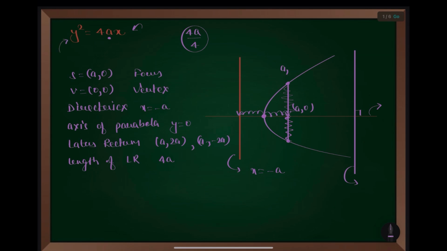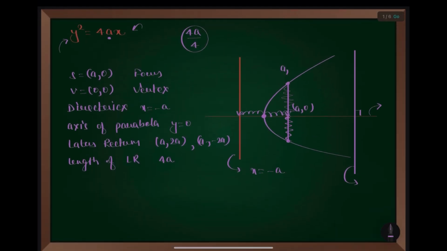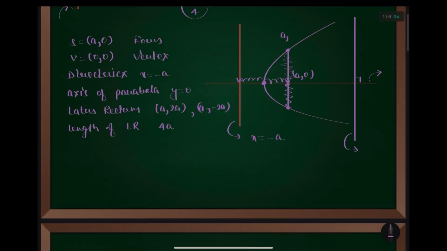So if y square is there, either you will have right side opening parabola or left side opening parabola. You know if x square is there, upper opening parabola or lower opening parabola. So here if you have y square, you will have right side opening or left side opening. If it is x square and leading coefficient is positive, upper opening parabola. Upper opening parabola means towards positive y. So if y square equals 4ax, it is positive, so you will get towards positive x. Okay, now I'll tell you another parabola.